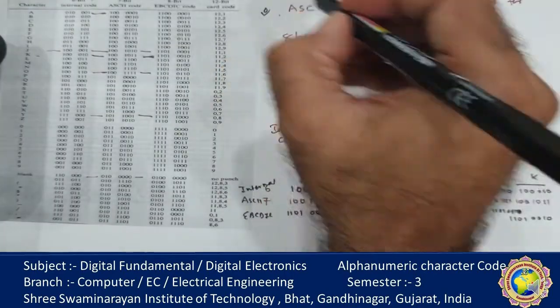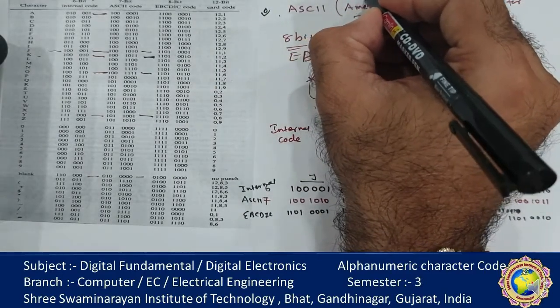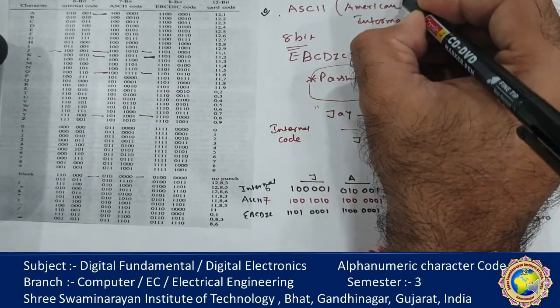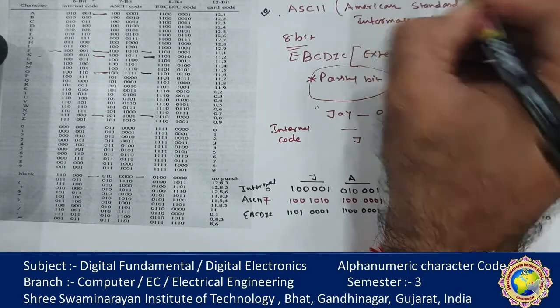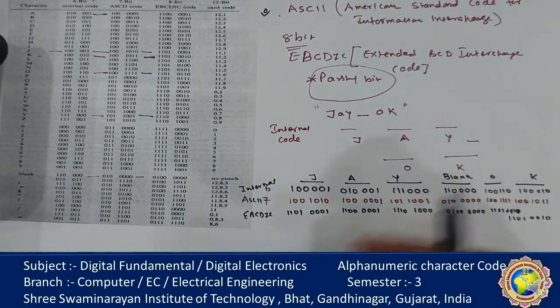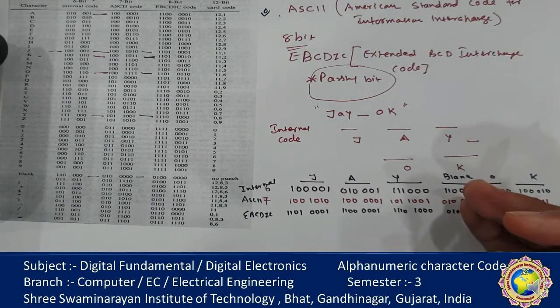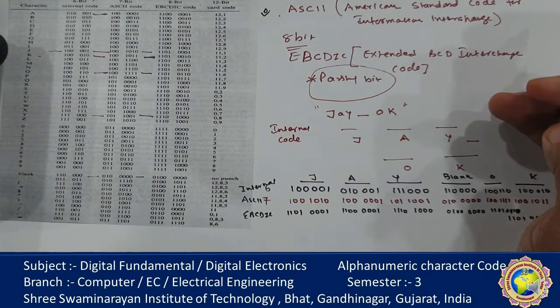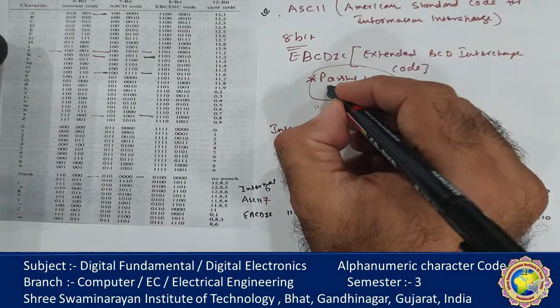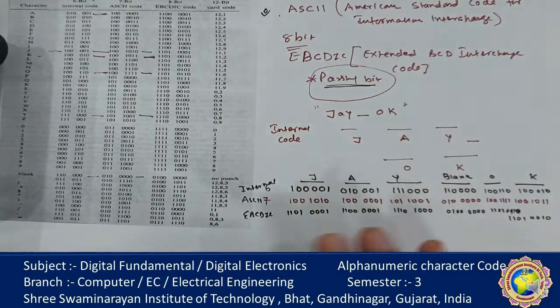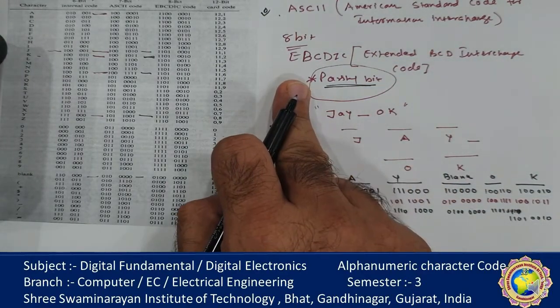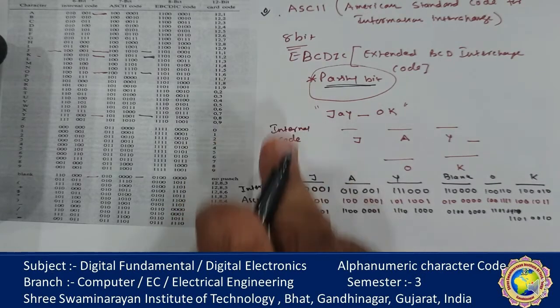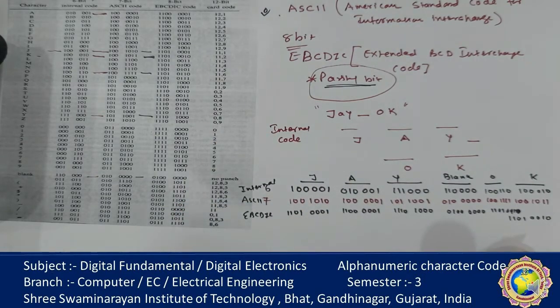while EBCDIC has both upper and lower case alphabets. Some control signals are also added, because 2^7 becomes 128, so more combinations are possible. But EBCDIC uses a parity bit, so all the odd combinations are invalid in EBCDIC code; only even parity is a valid signal in EBCDIC code.